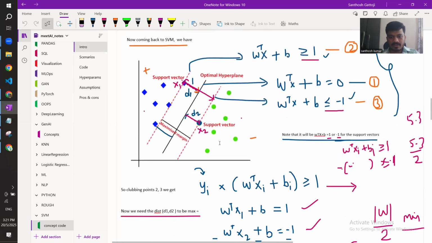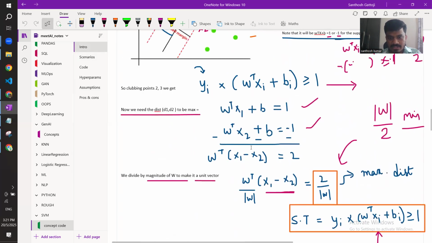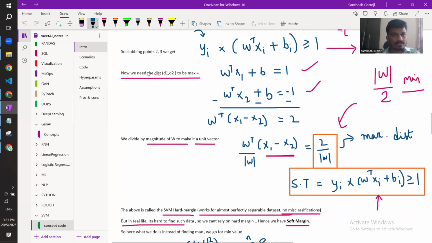Because when we have this equation, we want the distance x1 minus x2. When we divide, this becomes 1, and x1 minus x2 is 2 by mod w, the magnitude of that vector. So this is the distance between two planes. This is a bit technical, but let's try to understand what it is saying.